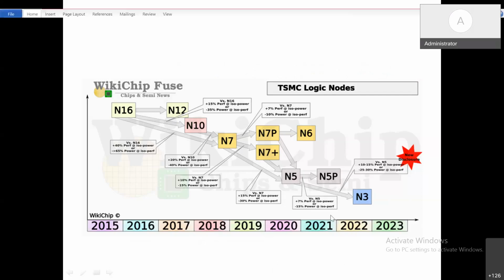Again, these are with the nodes, N2, N3, N4. So with respect to the nanometer technology, they have different nodes. So we are talking about 3 nanometer. We can see how many logic nodes there are, and their performance is going to be improved as the nodes are decreasing.